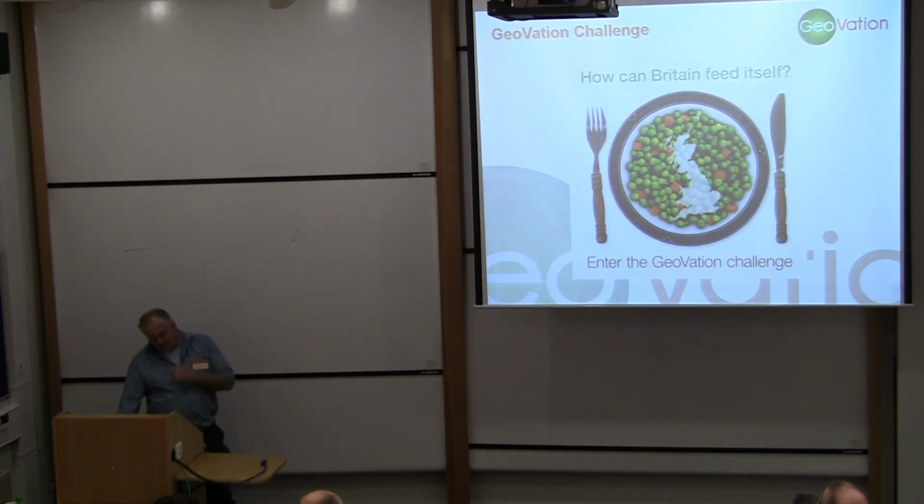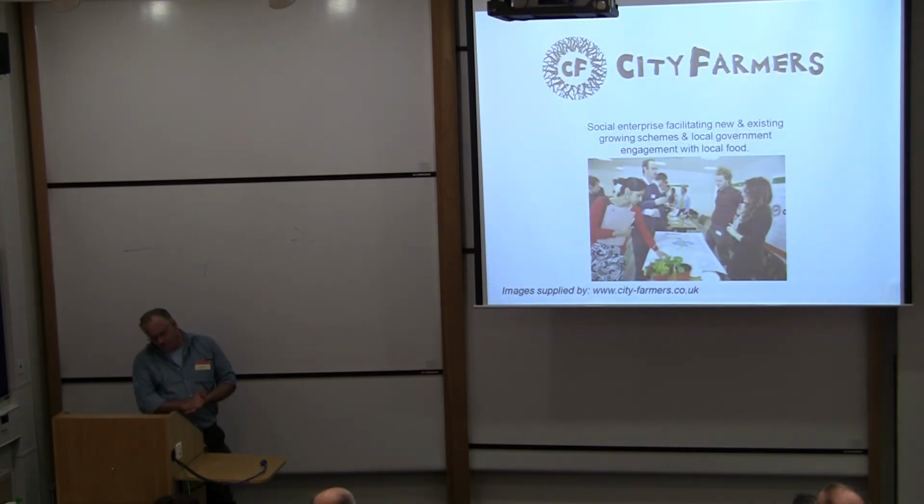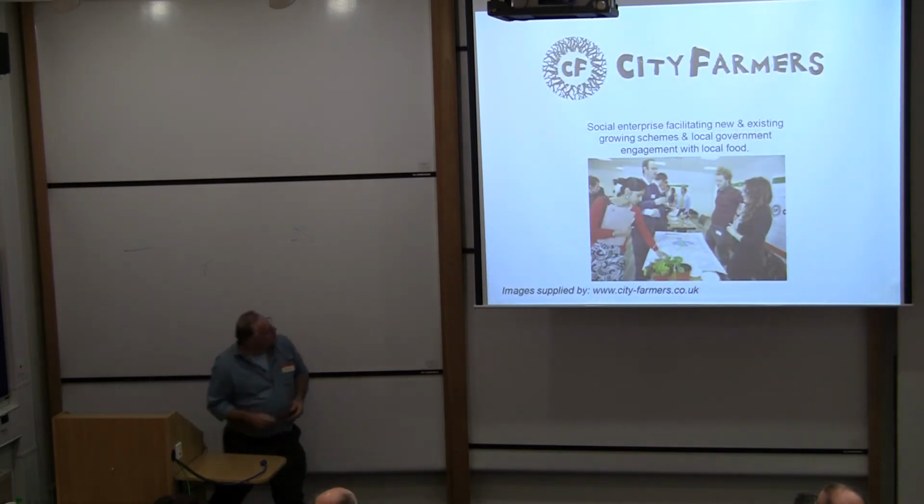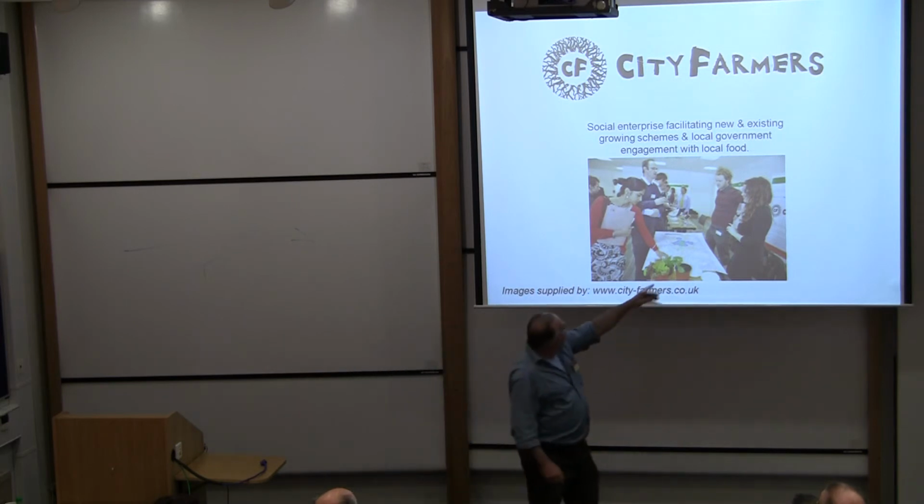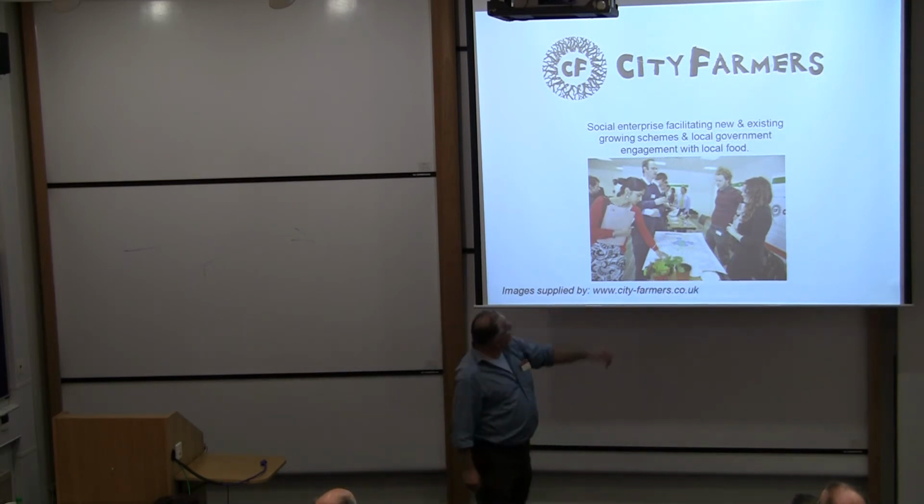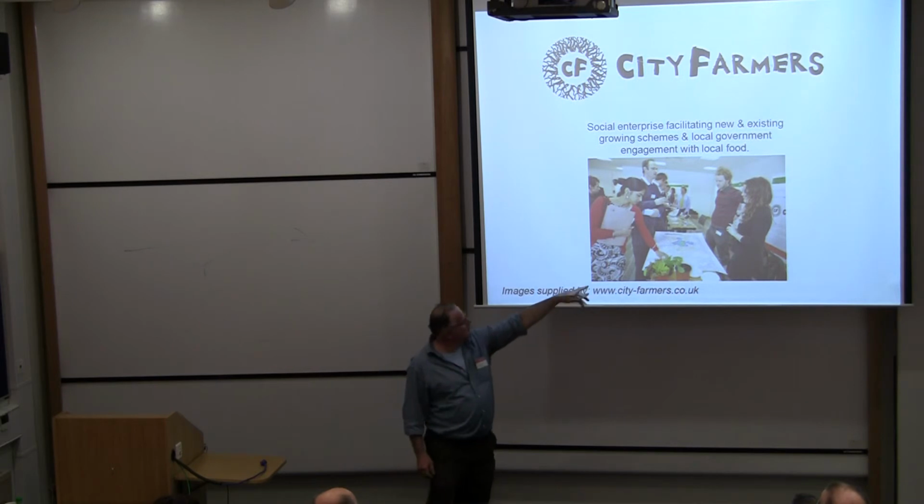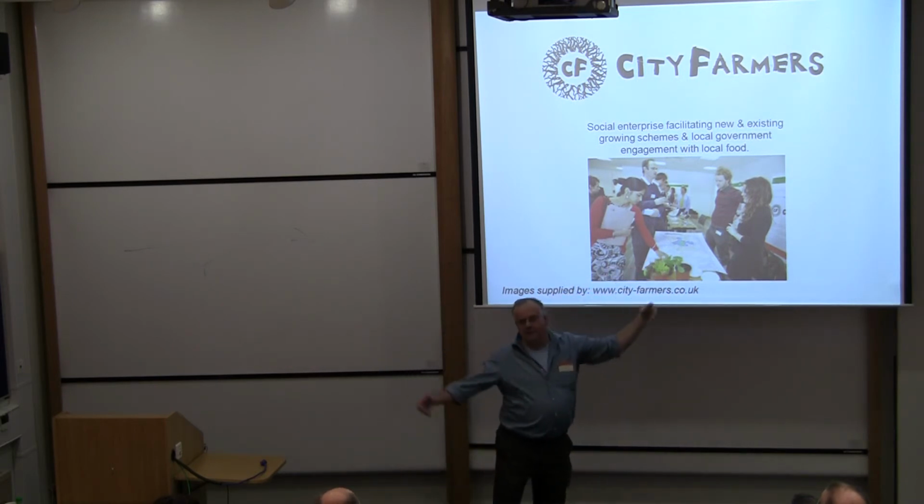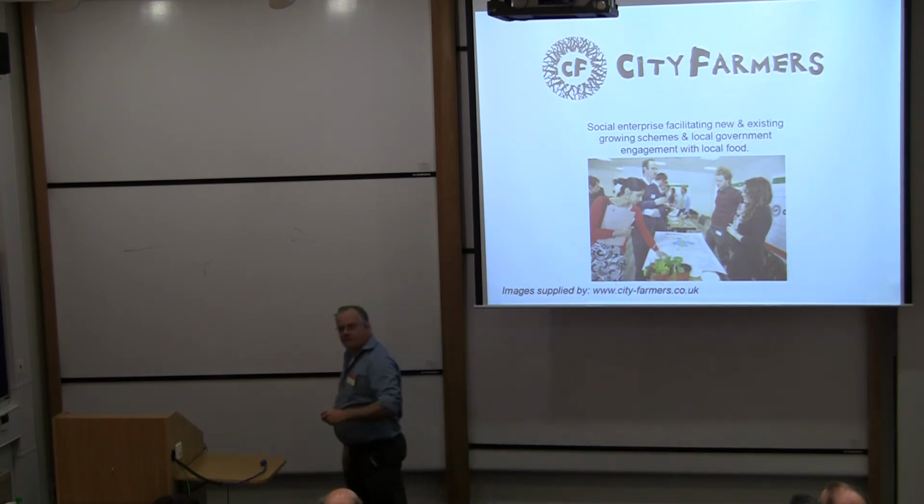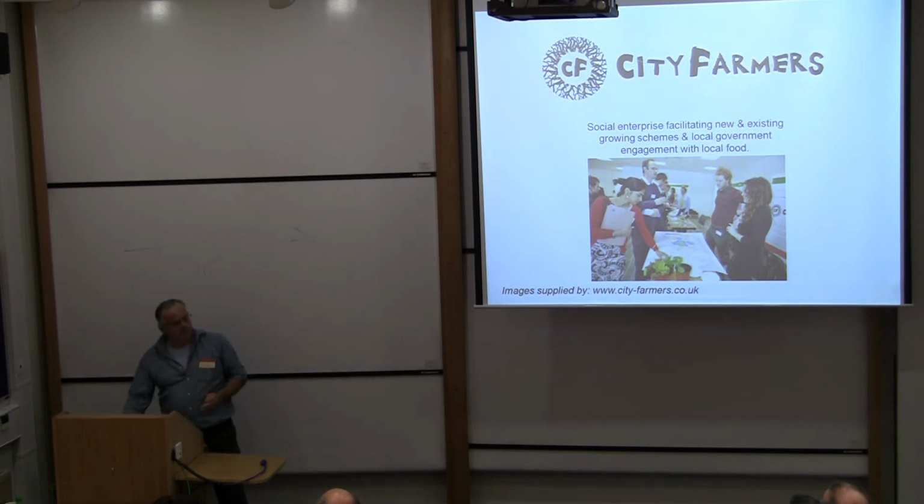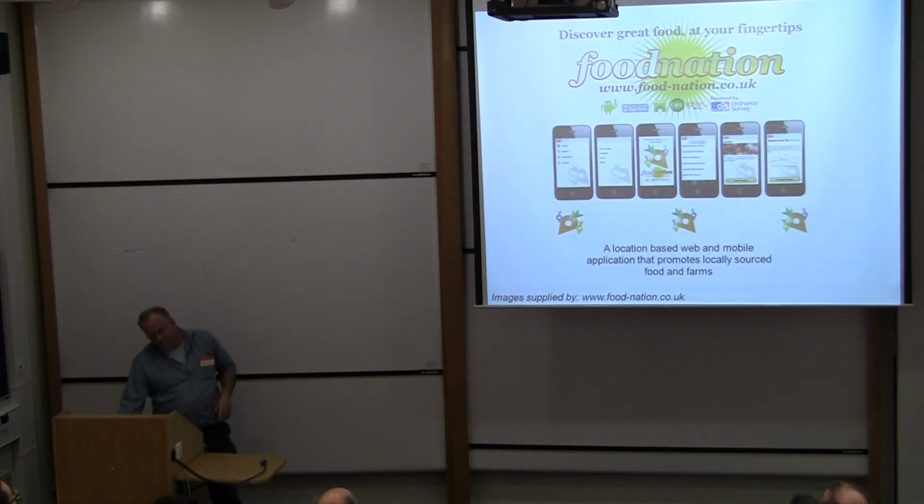So I mentioned a challenge we ran earlier in the year called How Can Britain Feed Itself? We funded two little organisations, and we've got Helen and Peter here, who set up City Farmers, and they're using geographic information analysis to help bring people to community-supported agricultural schemes and so on, and help transition towns work together. I'll whip through these. Food Nation is linking local growers to local buyers.